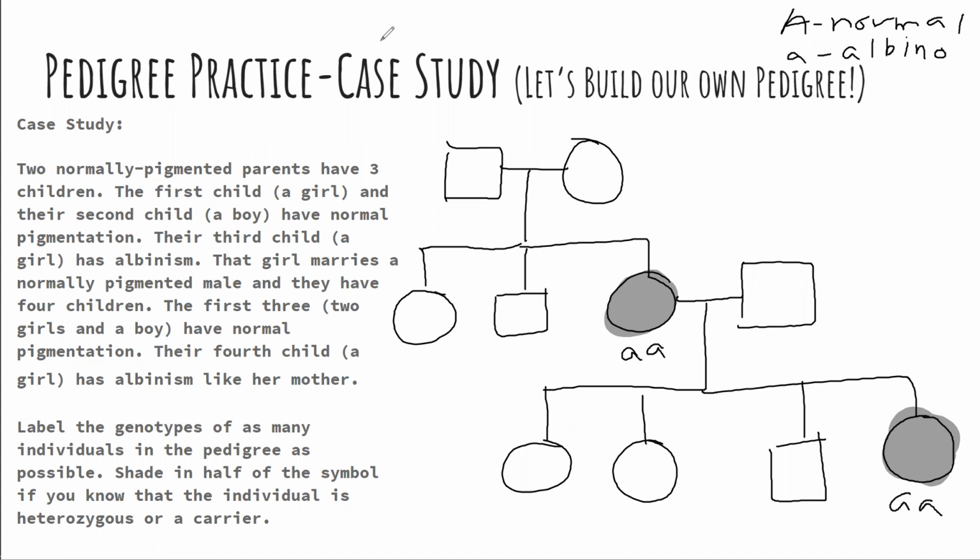So in order for this daughter in the last generation to be albino, she had to get 1 allele from her mom, but guess what? She had to get 1 allele from her dad. So her dad is heterozygous for the trait, which means he needs to be shaded in halfway. Sorry, y'all, shading is not the best.